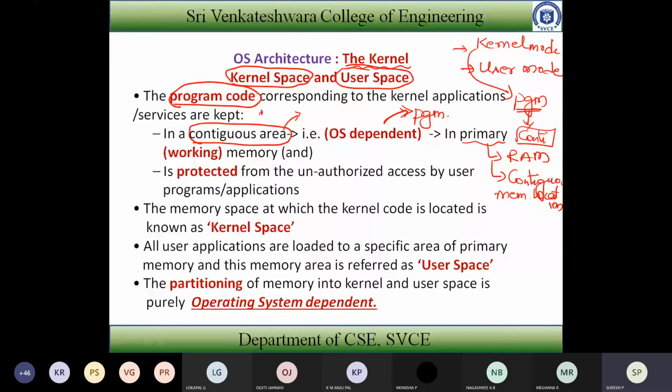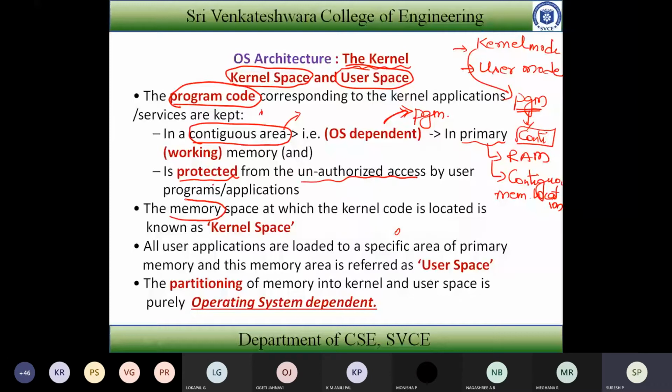Now when you want to have the access restriction for that particular part of the code, protection has to be given from unauthorized users. A protection protects that particular part of the code which is running in kernel space, so that it is protected from unauthorized access by the user or program application when your program is running in kernel mode.